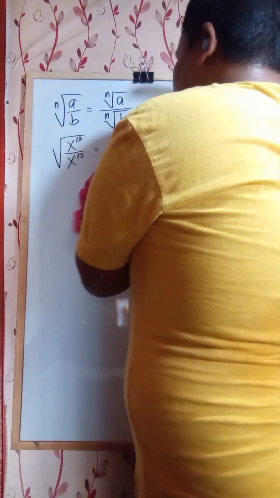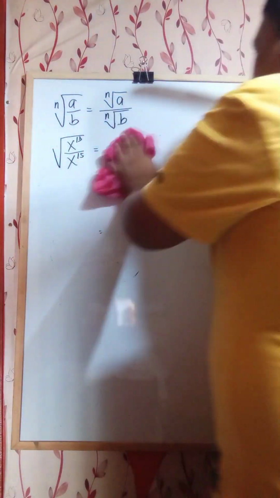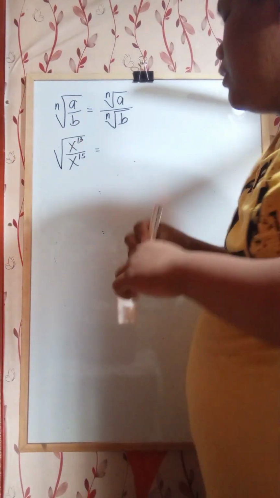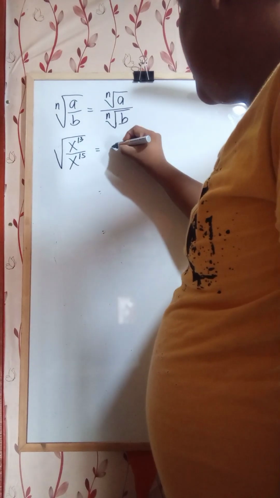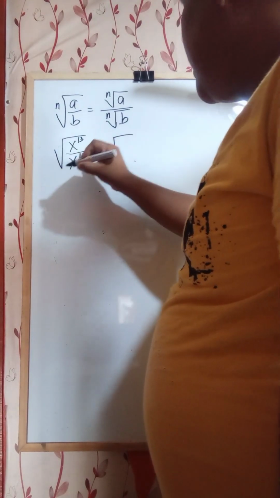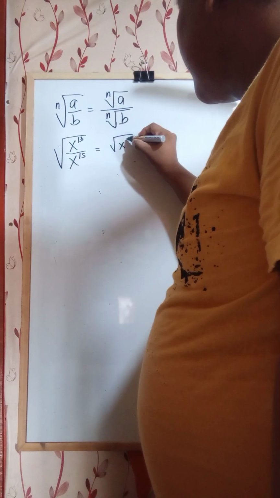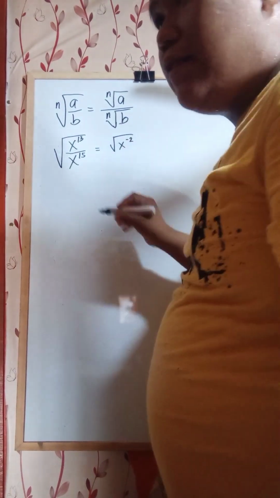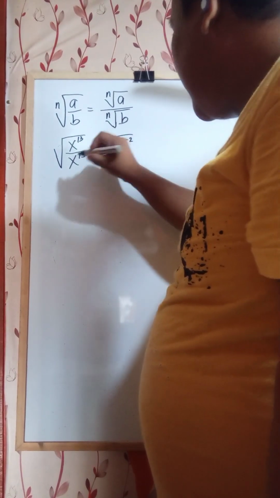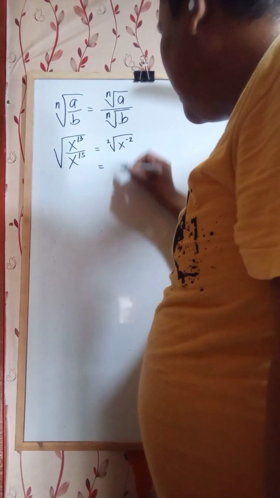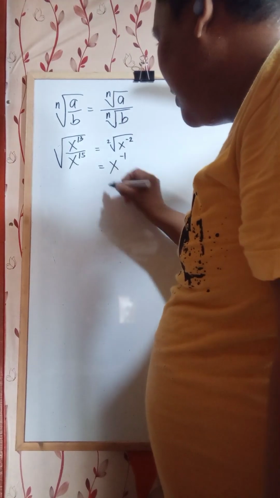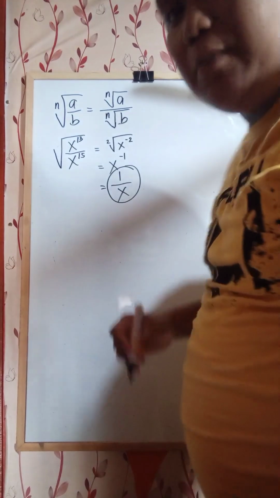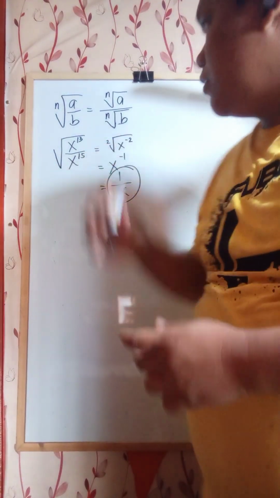But you can also apply this other method. Going back to the square root of x to the power of 13 over x to the power of 15, we can also subtract the exponents first. So that is the square root of x to the power of negative 2. Since this is negative 2, divided by 2, that is negative 1. So it becomes x to the power of negative 1, that is 1 over x. So this second method is much simpler than the first one.